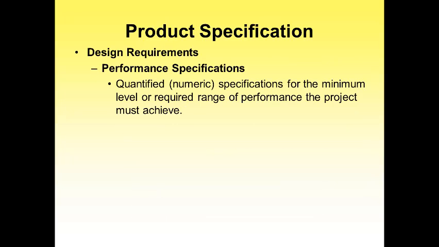In addition to the list of the features and functions, what we want to do is also capture the quantifiable performance specifications or performance metrics that our product must achieve. These are usually numeric, quantified specifications for at least the minimum level of performance that has to be achieved, or maybe a required range of performance that the product has to achieve.